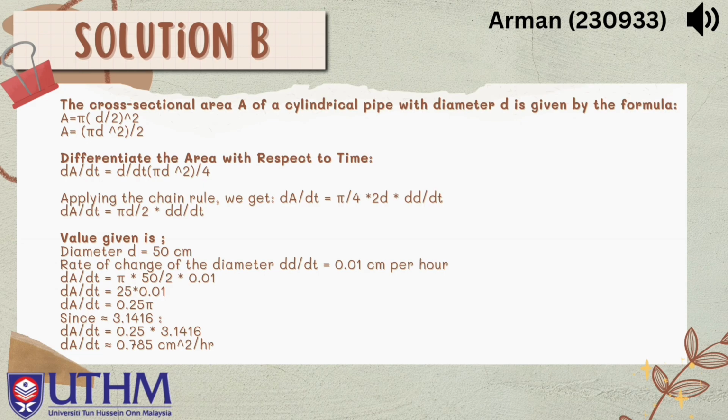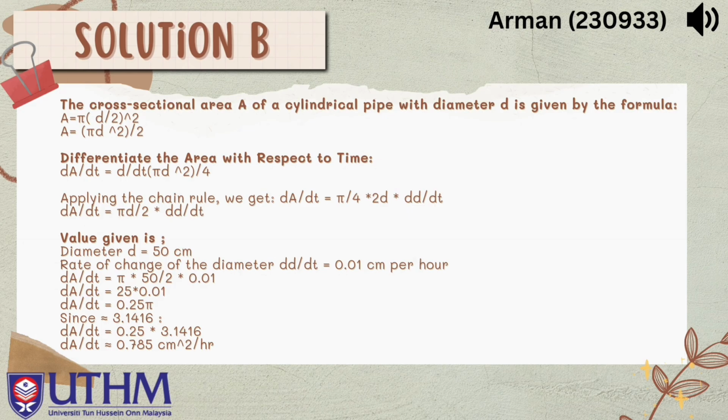The cross-sectional area A of a cylindrical pipe with diameter D is given by the formula A equal to pi multiplied by (D over 2) squared, which is also pi D squared over 4. Next, we differentiate the area with respect to time: dA/dt equals d/dt of pi D squared over 4. Applying the chain rule, we get dA/dt equal to pi over 4 multiplied by 2D multiplied by dD/dt, which gives us pi D over 2 multiplied by dD/dt.